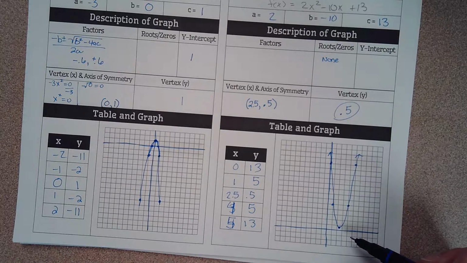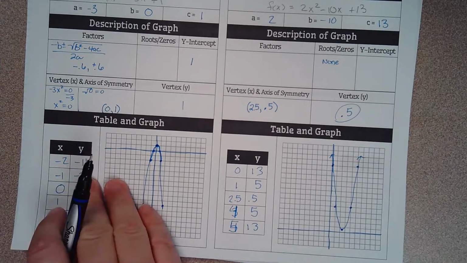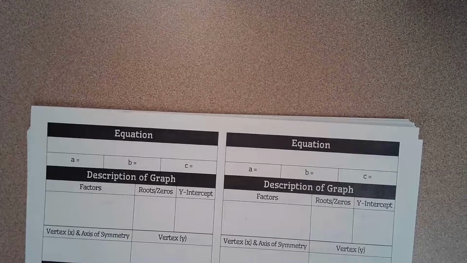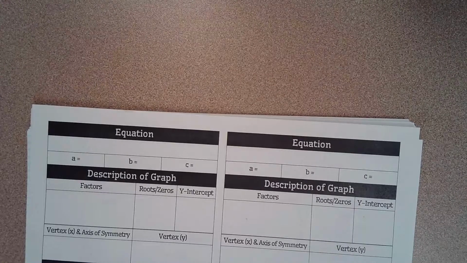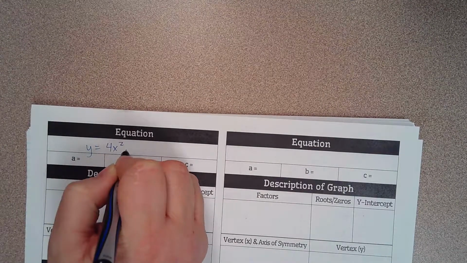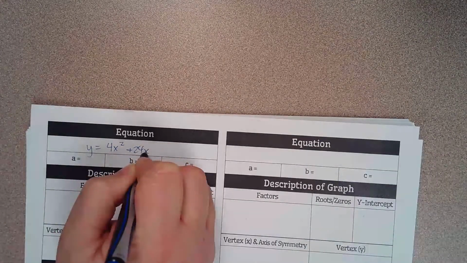So this one is a little different. Let's try to pick one that's going to work nicer for us. Let's look at one of these here. So let's put one of these on here. A new equation. Sorry, my page got bumped. Let's say I have y equals 4x squared plus 24x plus 13.